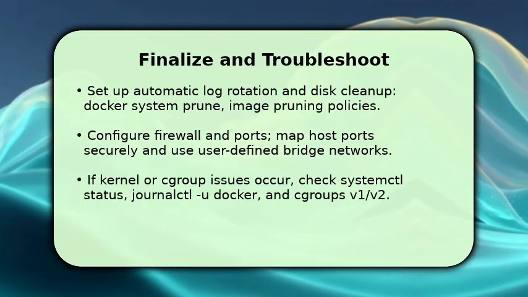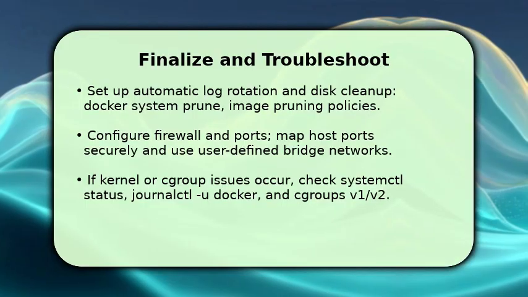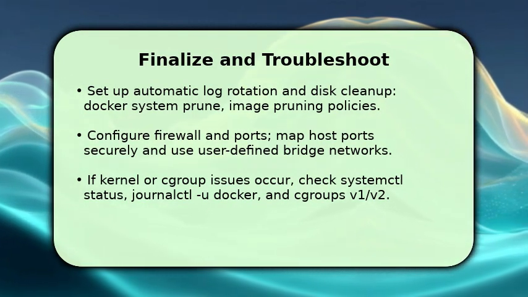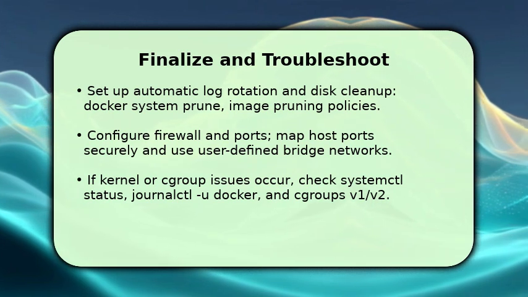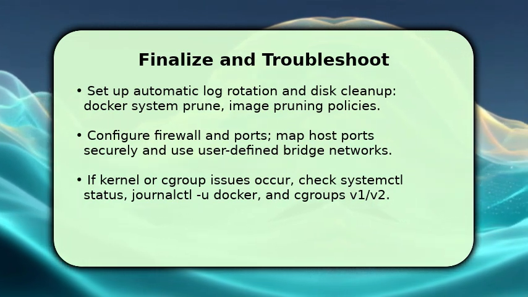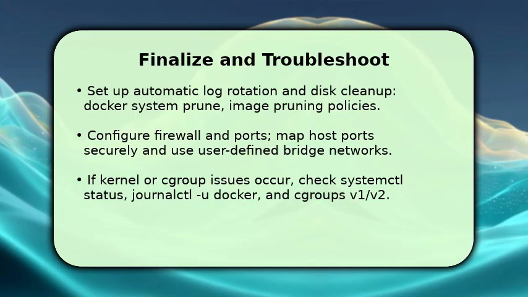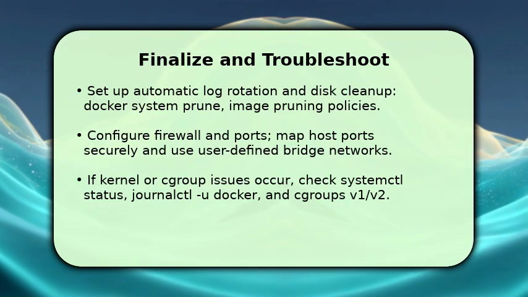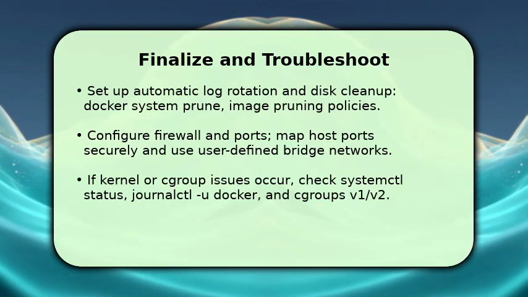If something goes wrong, start with systemctl status docker and journalctl -u docker to inspect daemon errors. Verify cgroup mode and kernel support because many failures trace to mismatched cgroups or permission issues. Finally, test a simple container restart to confirm recovery.